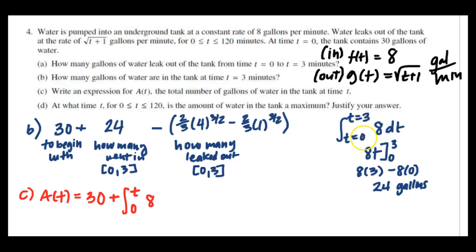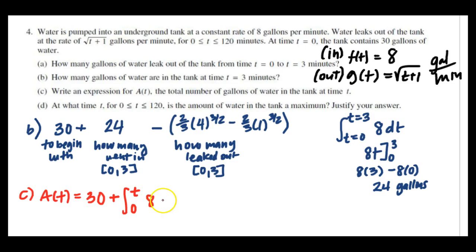So originally I went from time 0 to time 3 of the function 8. So now I want to go from time 0 to some generic time t of the function 8. And now here's where I need to be a little careful. Notice I didn't write my limits of integration as t equals, because that wouldn't quite make sense to say from t equals 0 to t equals t of 8 dt.